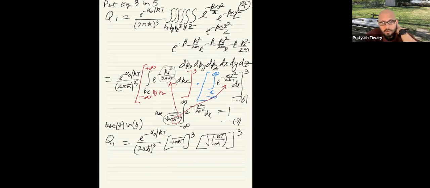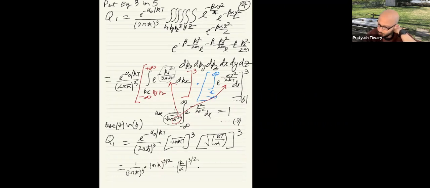That's it. This is the integral. And now we can do the actual math and calculate it. What I'm going to do is take out all the terms that do not depend on temperature and keep them on one side. So we have 1 by 2 pi h cut whole cube. That's the first term that does not depend on temperature. Then we have mk to the power 3 by 2. And then we have k by alpha to the power 3 by 2.